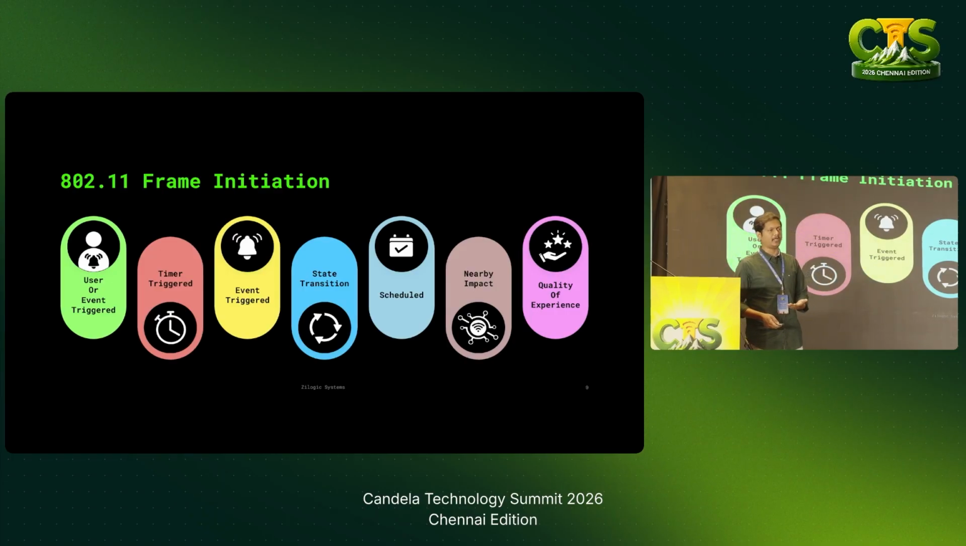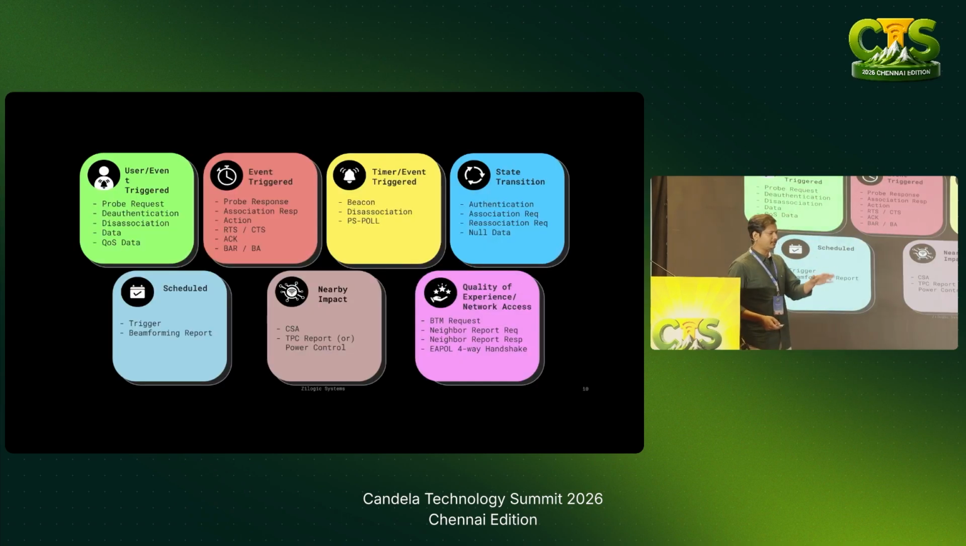The nearby impact, I mean the environmental factors. For example, if it is a DFS trigger, we'll send a CSA and then we switch to a channel. So the quality of experience is based on the mesh networks where we have BTM, RRM, and other activities on top of it. So these are the frames that I wanted to categorize on this initiation-based model.